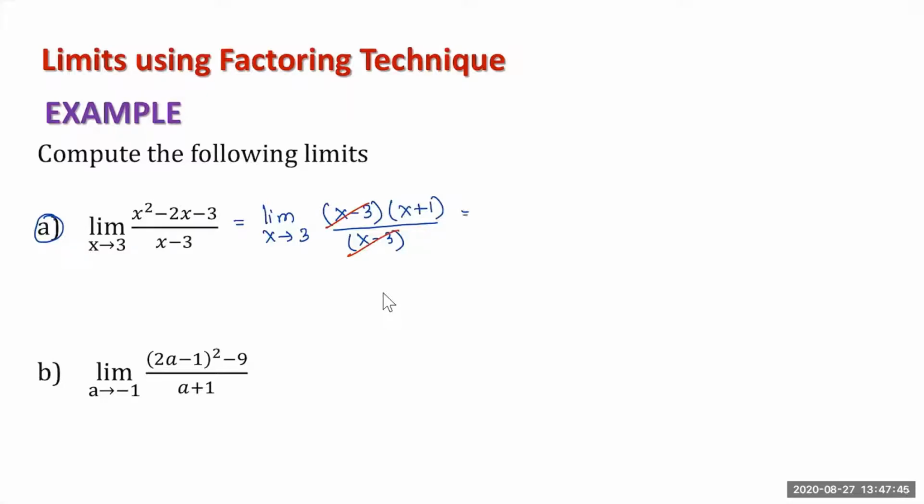Check here. This is equal to the limit as x approaches 3 of x plus 1. There is no denominator, meaning the denominator is 1. So you can directly substitute because the function that you obtain here is a polynomial function, a linear function. If you plug in 3, it will be 3 plus 1. So the limit is equal to 4.